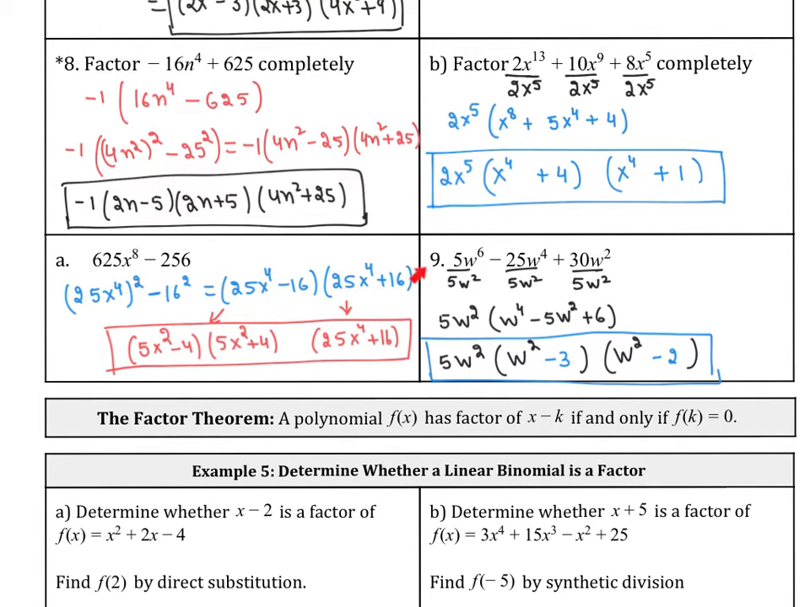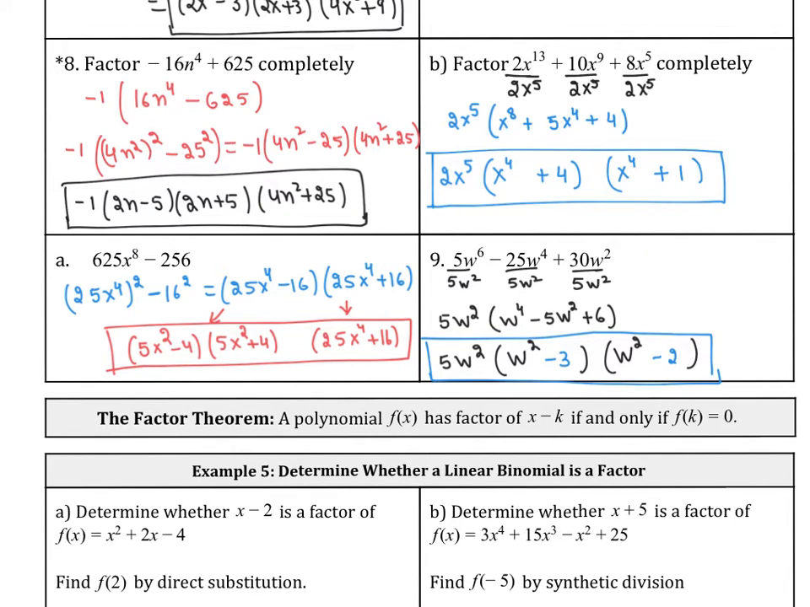Next is number 9, where you find out the common monomial if there is any. In this case, we can see that w squared is a part of every term, as well as 5 is a factor of every term. So 5w squared is a common monomial. Factor it out. 5 cancels. W^6 divided by w^2 would be w to the power 4 minus 5w squared plus 6.